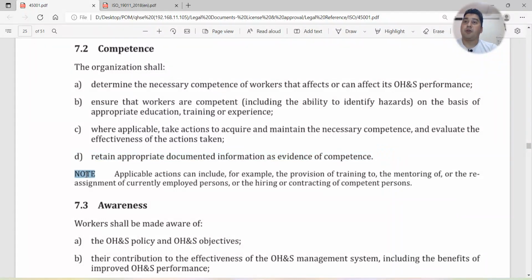Okay. Now it's saying that applicable actions can include, for example, the provision of training, the mentoring of, or the reassignment of currently employed persons, or the hiring or contracting of competent persons.